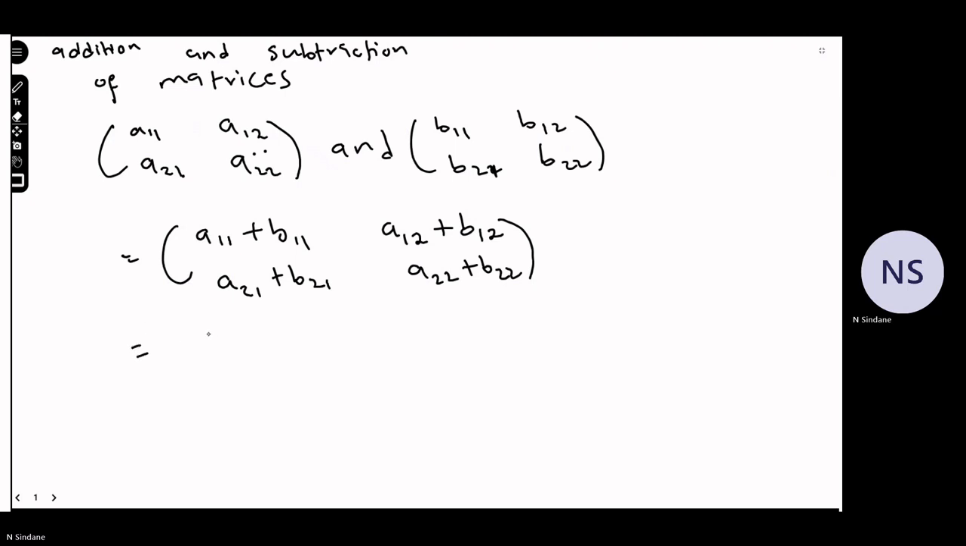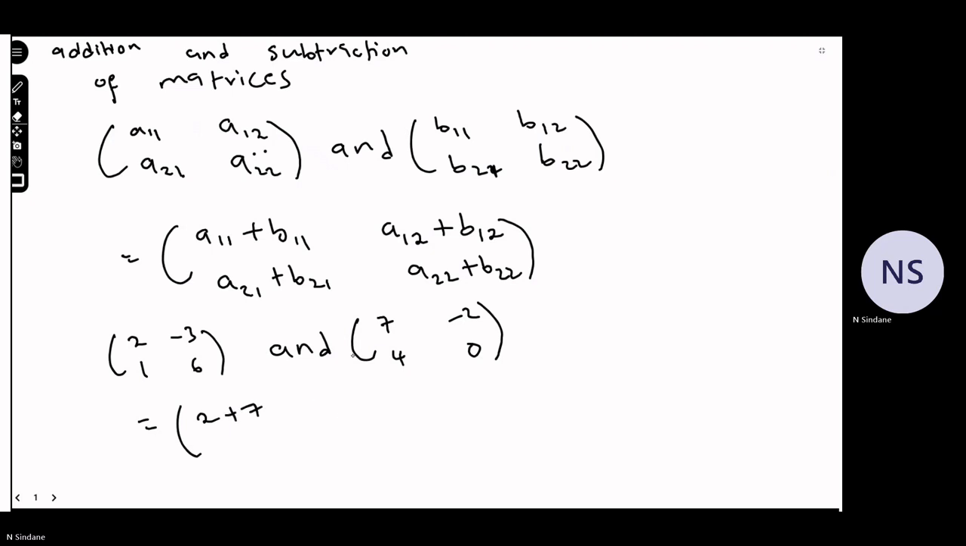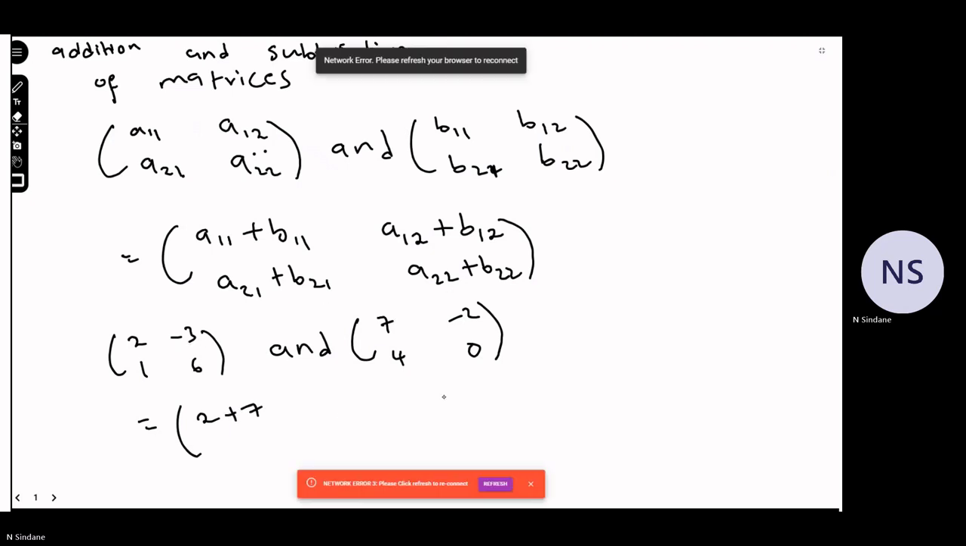Say now they want you to add 2, -3, 1 and 6, right? They want you to add these matrices to 7, -2, 4, 0, right? So in adding this, what will I have? Row 1, column 1, I have 2. Row 1, column 1, I have 7. So this will be 2 plus 7.